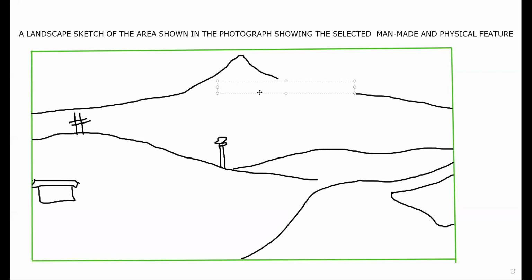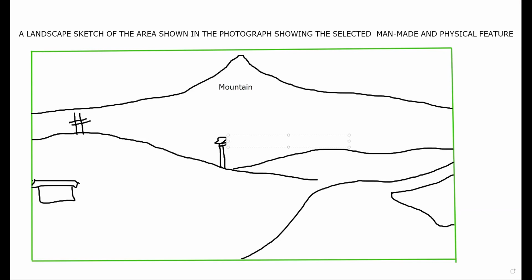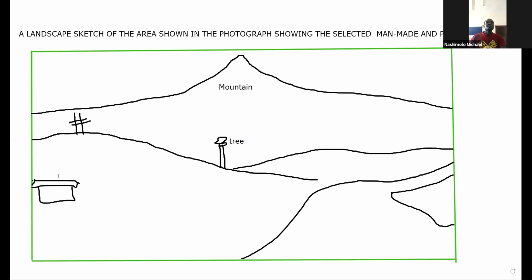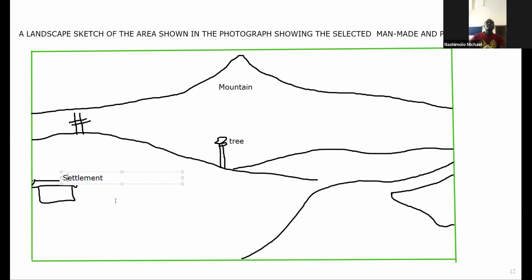Okay. So now we saw in the background, this is a mountain or a highland. So that is already marked and named. Then here we have a tree. It is marked and named. We are marking features by images, not symbols, and on those images, we name directly, as you can see. So there is a settlement there.